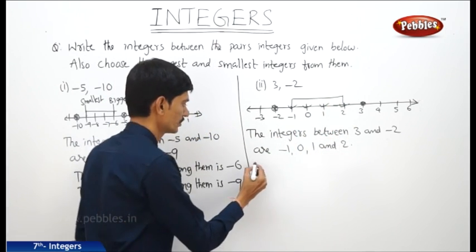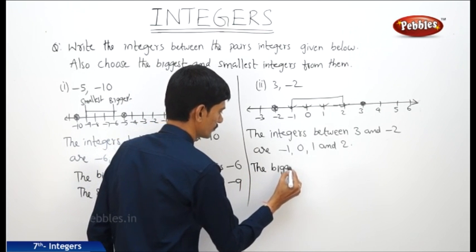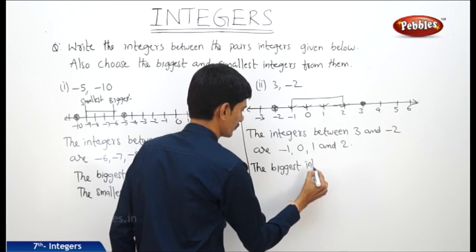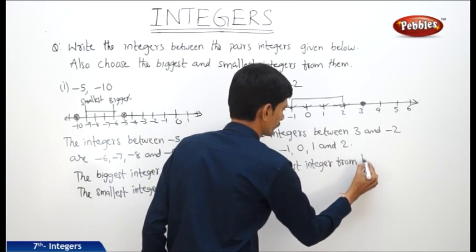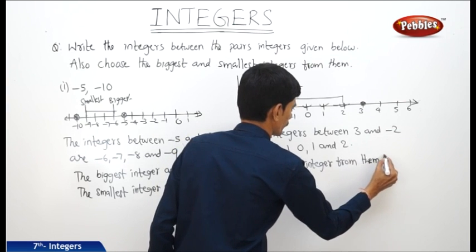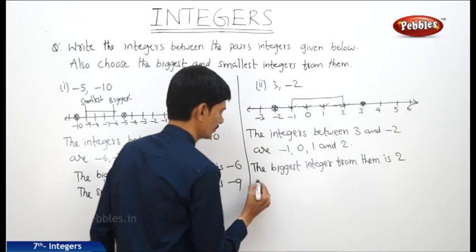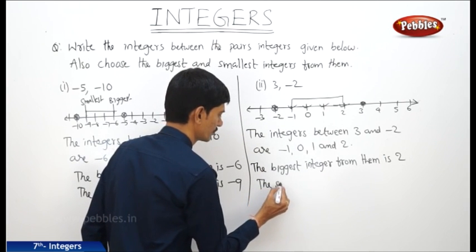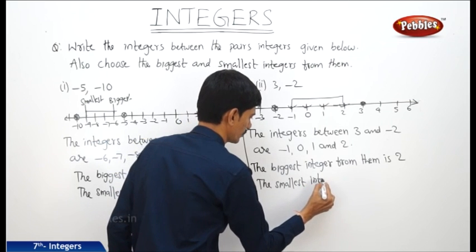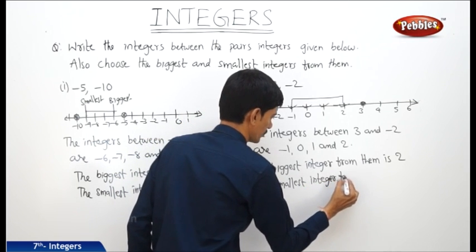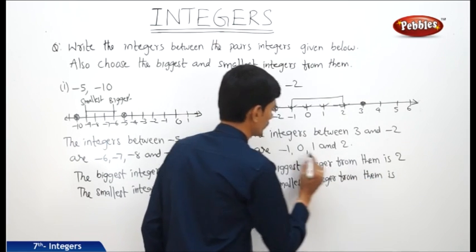So we can write, the biggest integer from them is 2 and the smallest integer from them is -1.